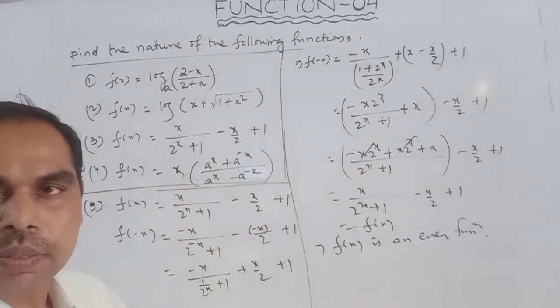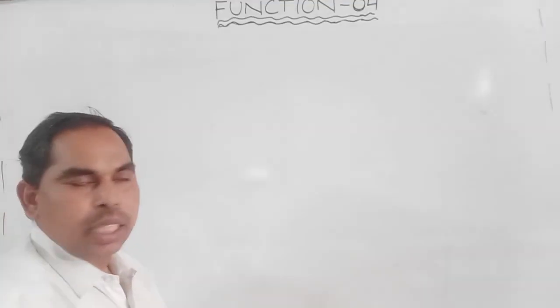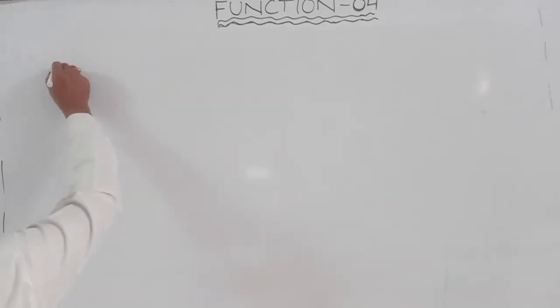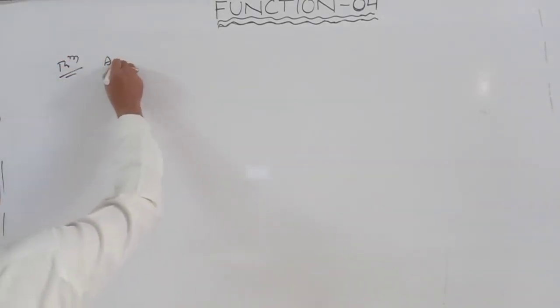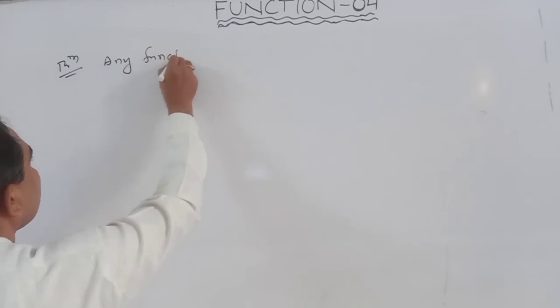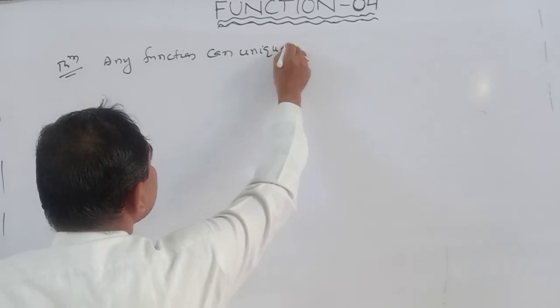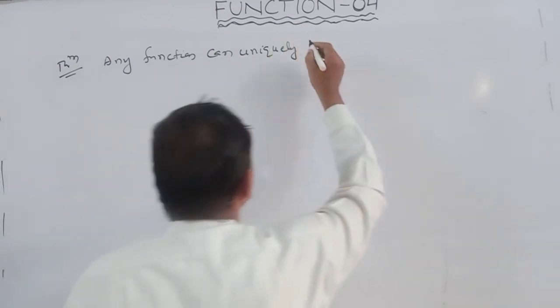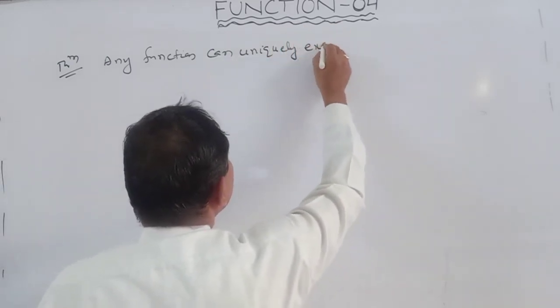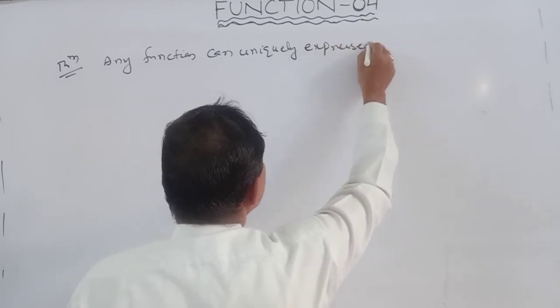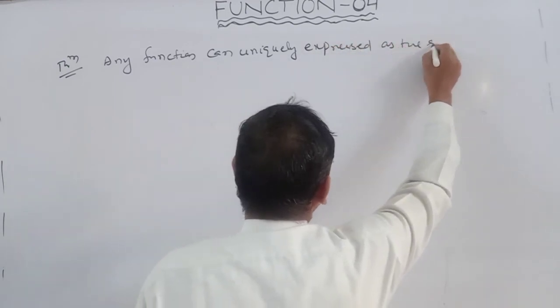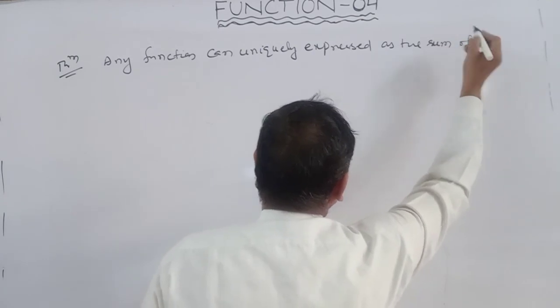Okay, next. Theorem: any function can be uniquely expressed as the sum of an even and an odd function.